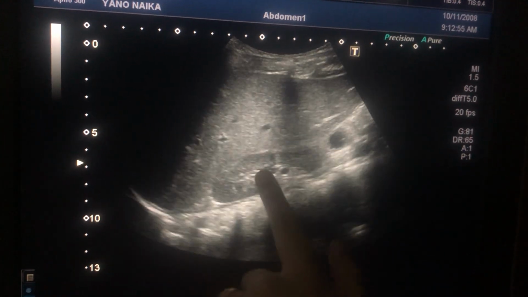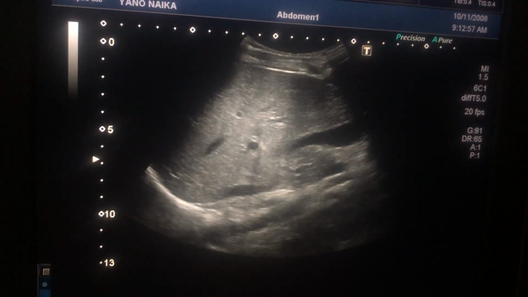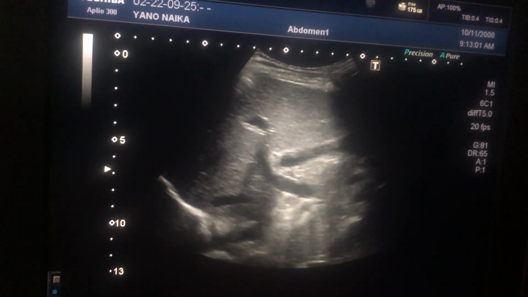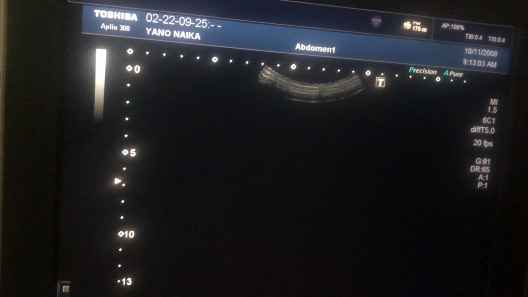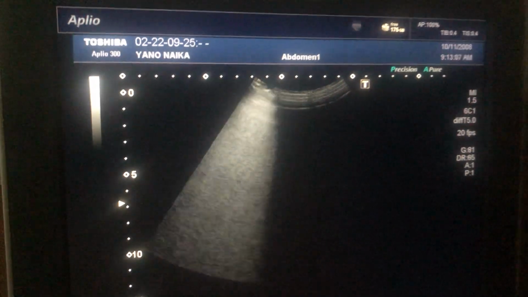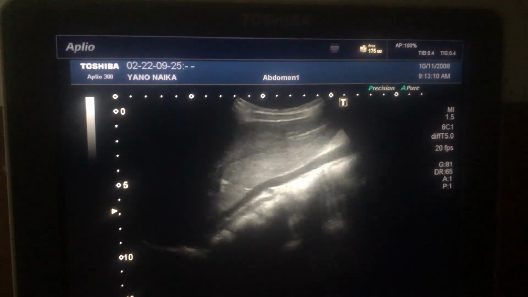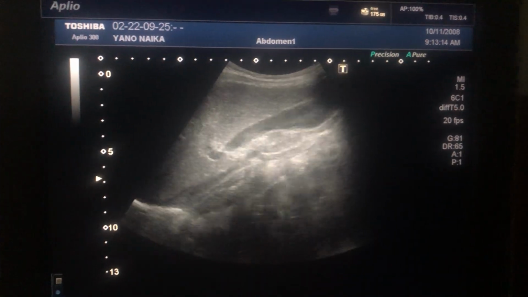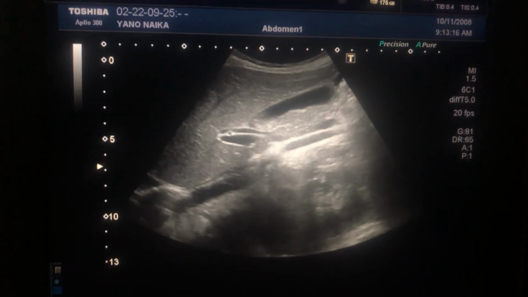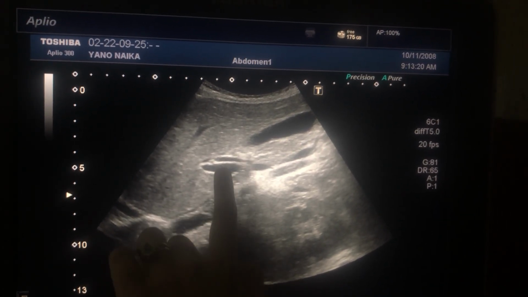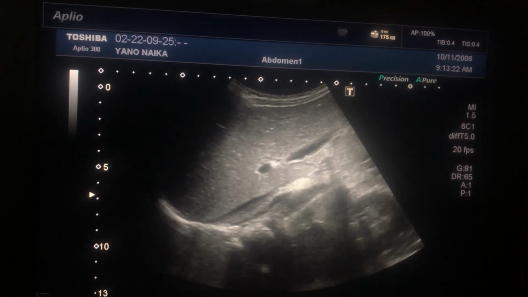Right kidney seems normal. Here this portal vein and gallbladder also seem unremarkable. This is another view of the kidney, the gallbladder, and over here we can appreciate the tiny CBD and the portal vein, which are both unremarkable.